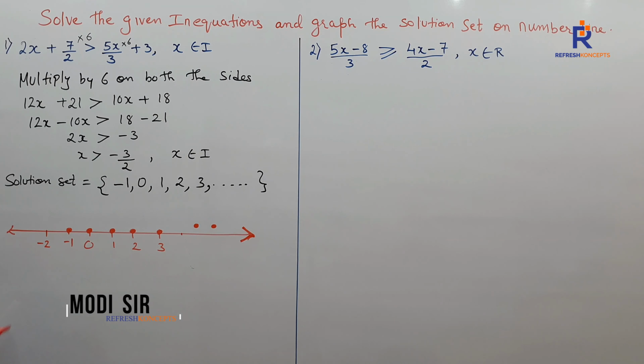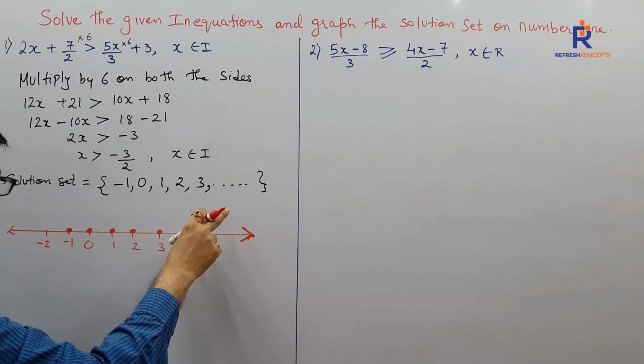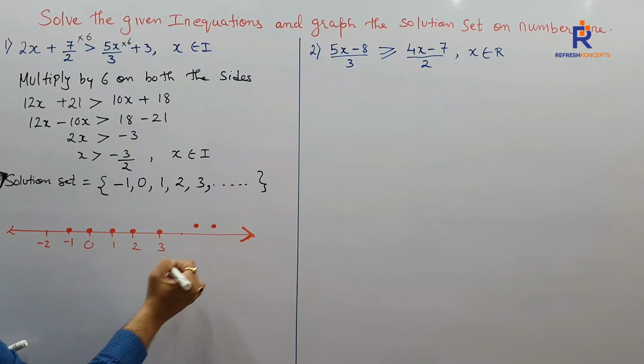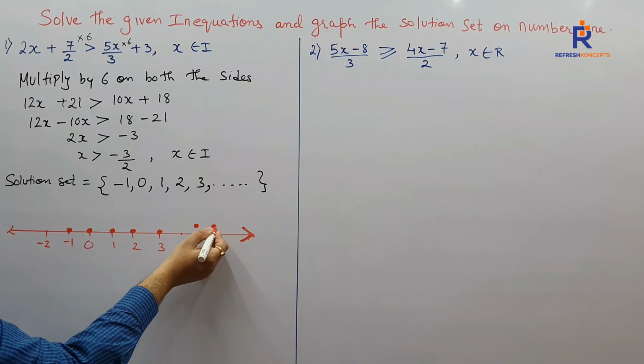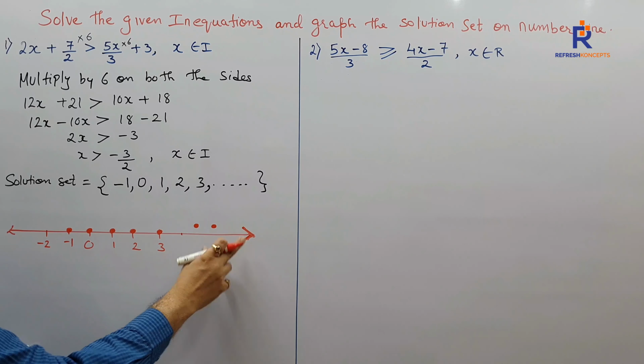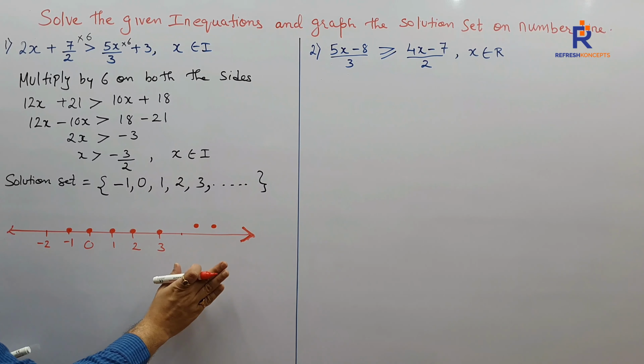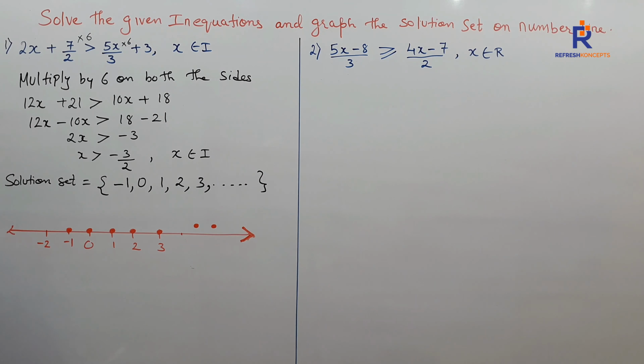Right, children? So we need to highlight -1, 0, 1, 2, 3. It's going to go to infinity. That's the reason we have darkened the arrow. Moreover, this suggests that whatever numbers come on the number line, which are integers, all those numbers are going to come in this particular solution set. Right? Let's move to the next question.